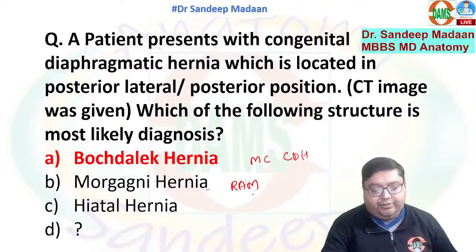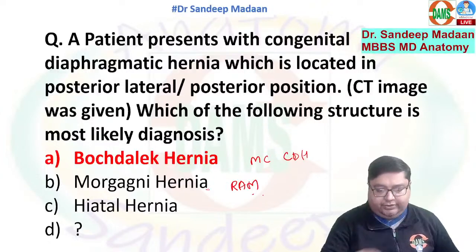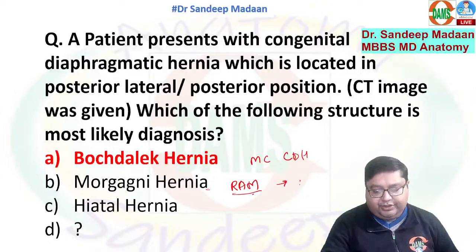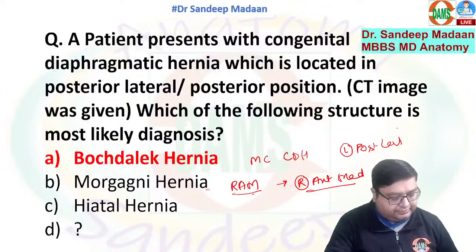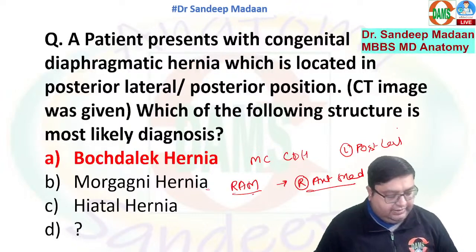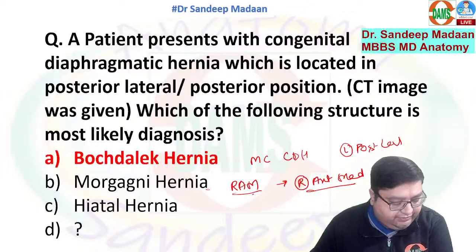And if you remember in the regular classes, we remembered the mnemonic RAM. And I told you when you remember RAM, M is for Morgagni, and also we come to know the position. It is the right anteromedial. From this, we can also derive the position of Bochdalek, that is just opposite, left posterolateral. Was the same language given in the question, dear friends?